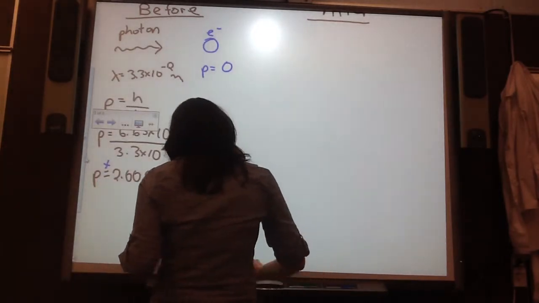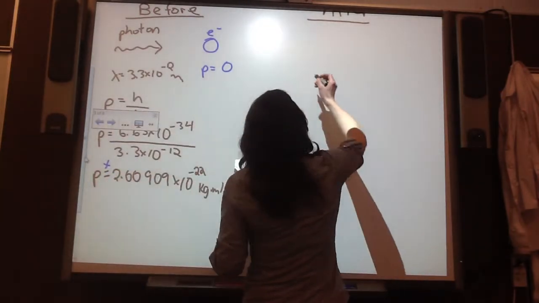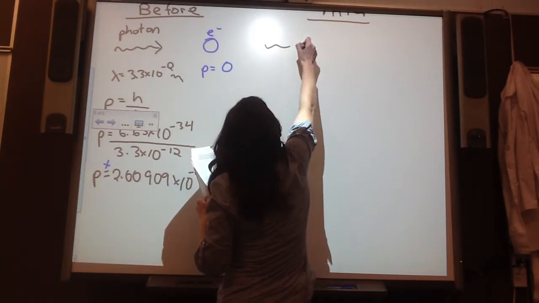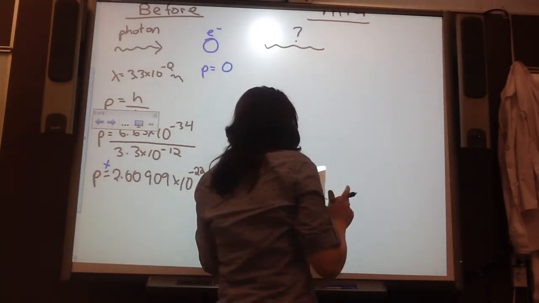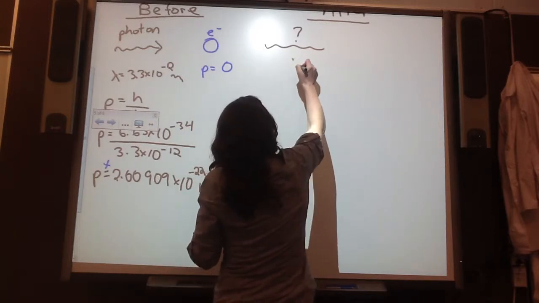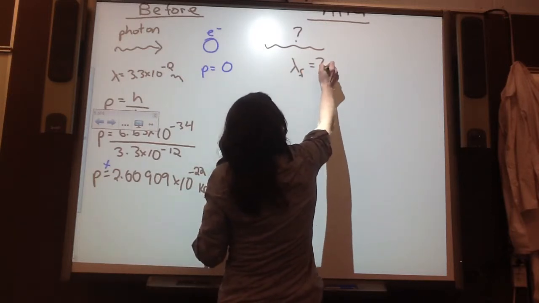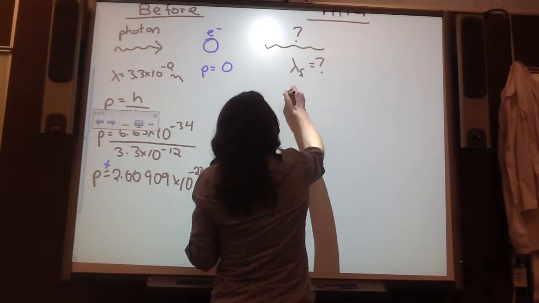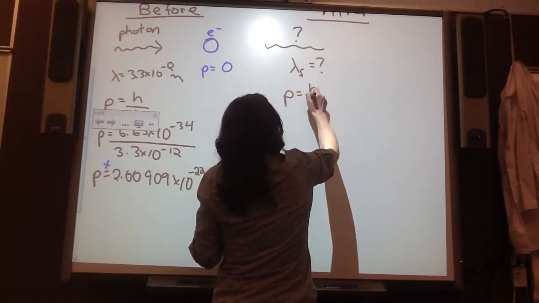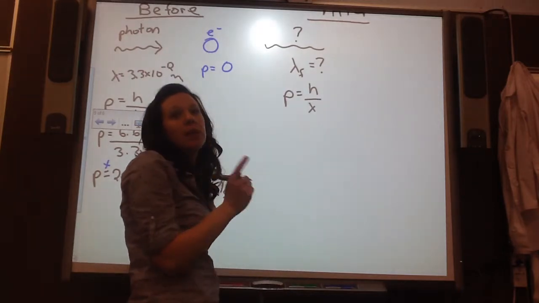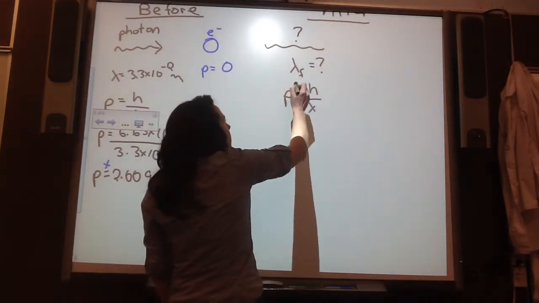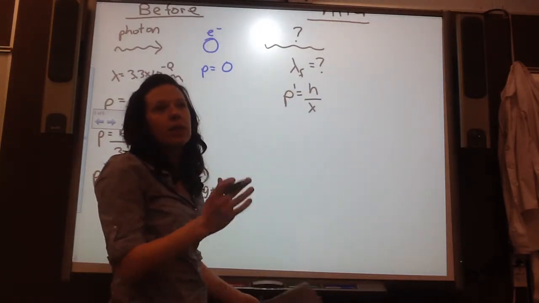Okay, so for after, we don't know what's happening with our photon. We don't know which direction it's going, and we're asking to find our wavelength. So we can use P is equal to h over wavelength to find it, but we don't know its P. I'm going to put actually P prime, because P is after.